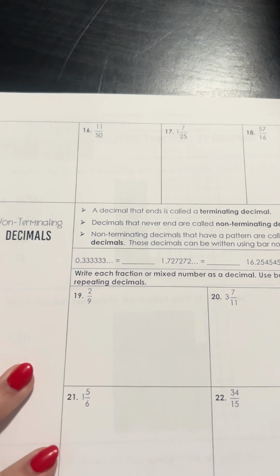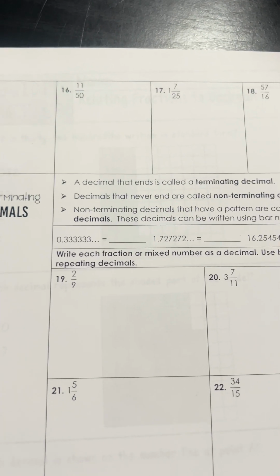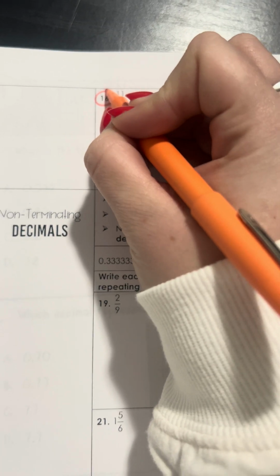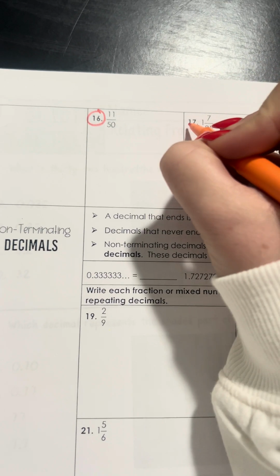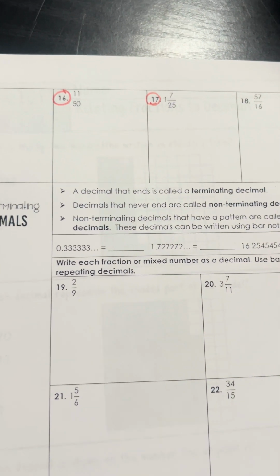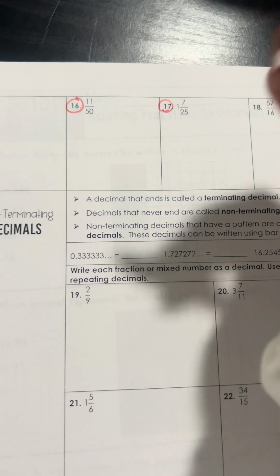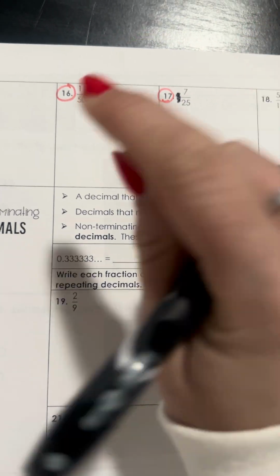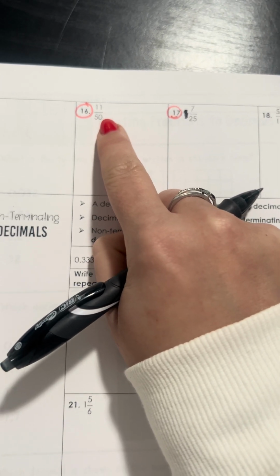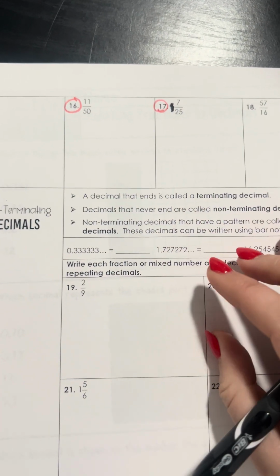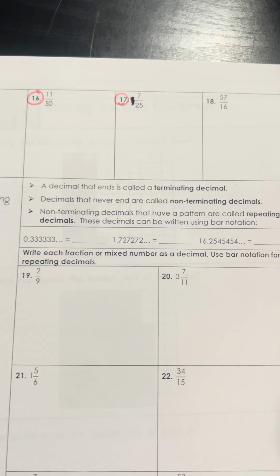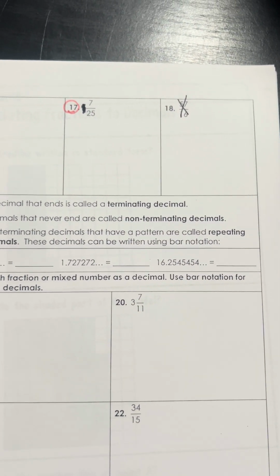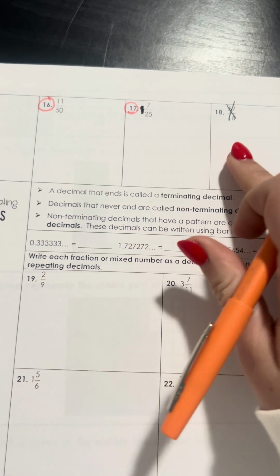And I'm going to please ask that you do number 16 and number 17. Now I know those are big numbers, but I believe you can do it. I'm going to cross out this 1. Okay, so you're going to do 11 over 50. You're going to do 7 over 25. And I'm going to change number 18. Miss Dustin's going to write a new question for you to do. So you're going to do 16, 17, and 18.